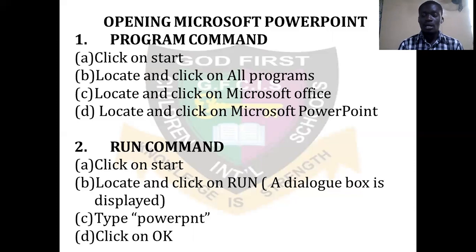Then you type in powerpnt. Again, powerpnt. You shorten it, P-N-T as a single word. Then you click on OK. Any version of Microsoft Office you have, your system will automatically locate PowerPoint and open it for you. So for the purpose of this class, those are the 2 ways we can open Microsoft PowerPoint, using the program command and the run command.